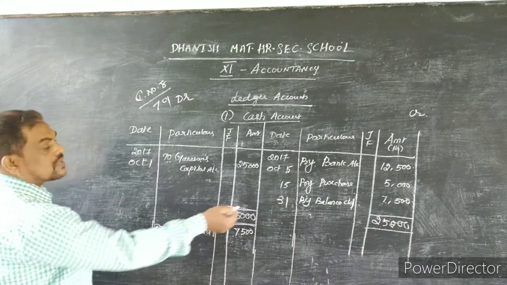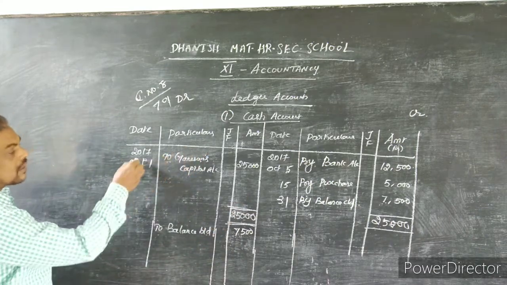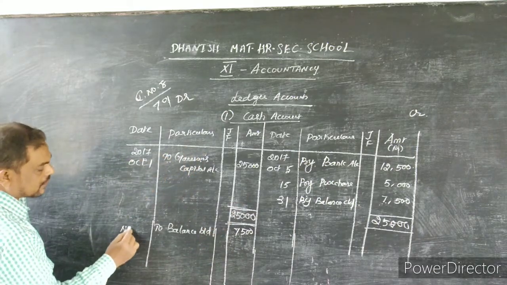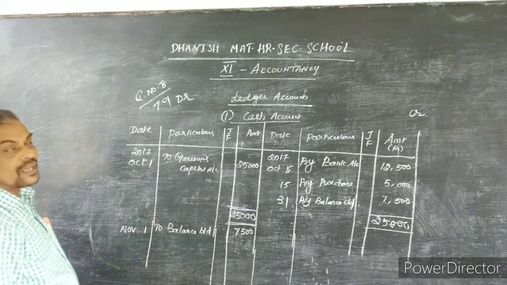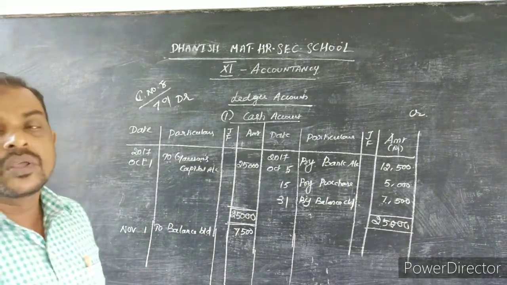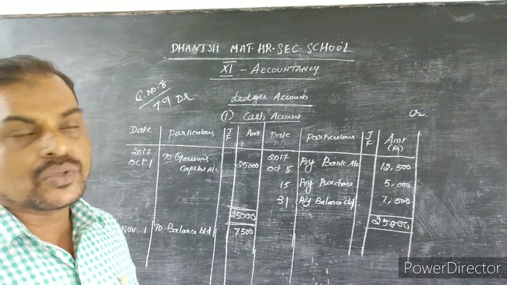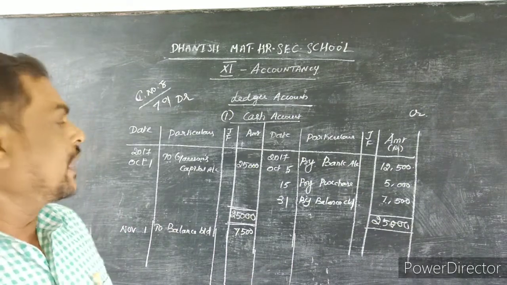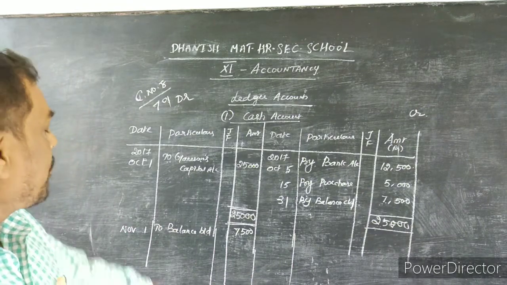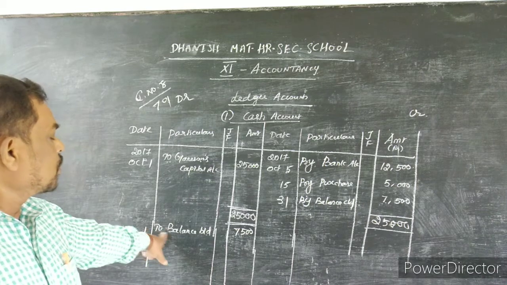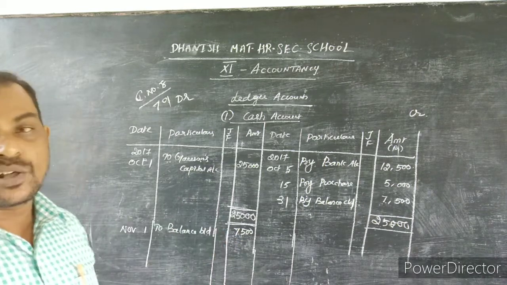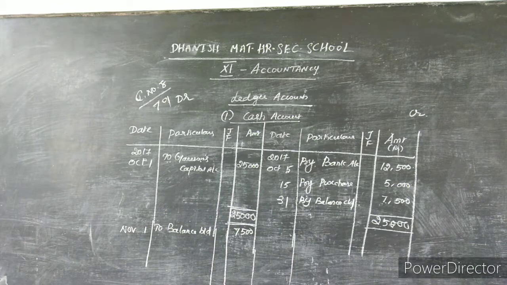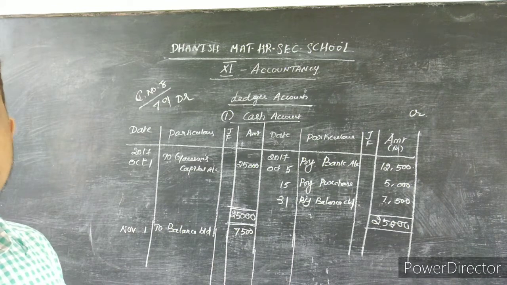Okay, next. So this is the next month. What is the next month? October was this month; the next month is November. The first date is what? Because every opening month started from 1. So the next month is November, date 1. The opening balance shows to balance brought down as 7,500. Based on that, we have to prepare another ledger account.